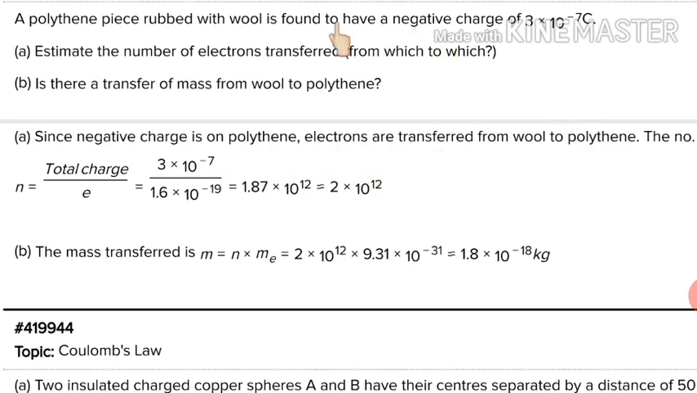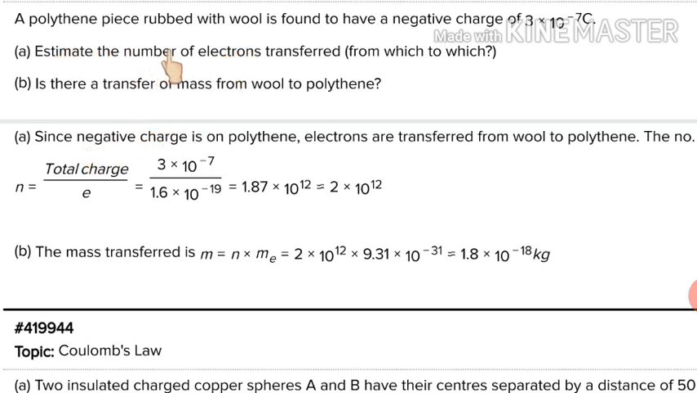Now we have to calculate how many electrons are transferred. According to quantization of charge, Q is equal to NE, so N is Q upon E. In place of charge we write 3 into 10 to the power minus 7, which is given, and E is a constant whose value is 1.6 into 10 to the power minus 19 coulomb. When we solve it, the answer is 2 into 10 to the power 12 electrons transferred from wool to polythene when they are rubbed together.